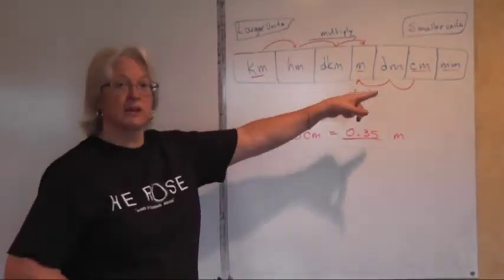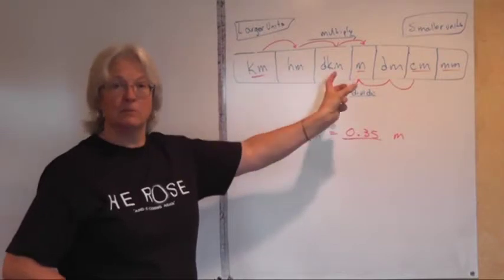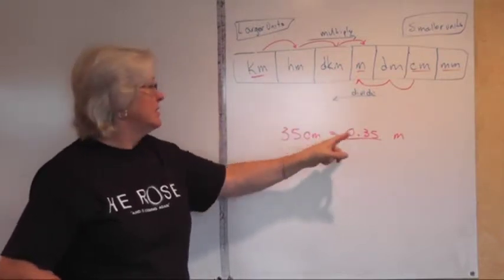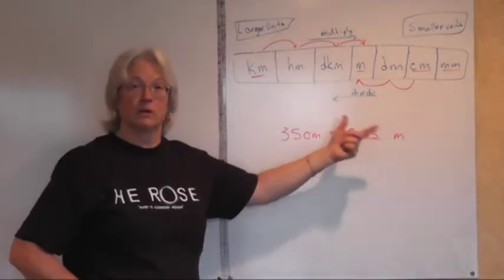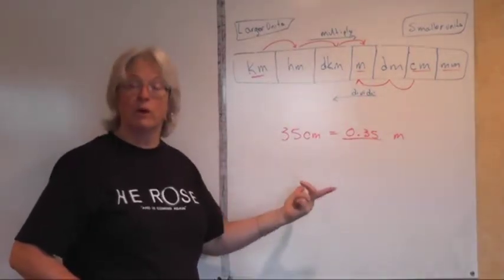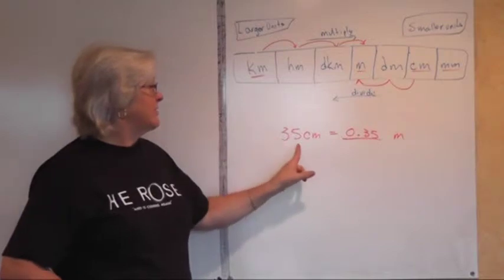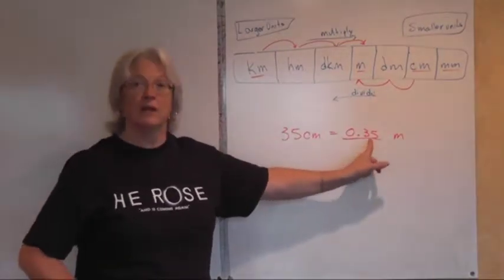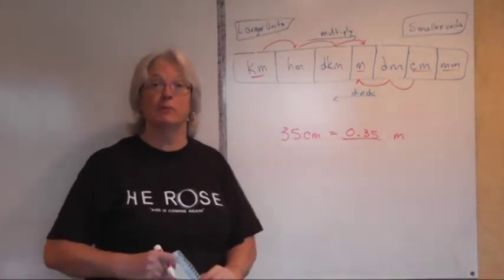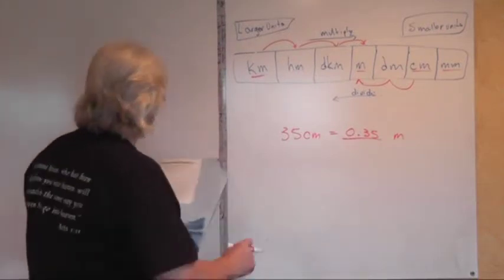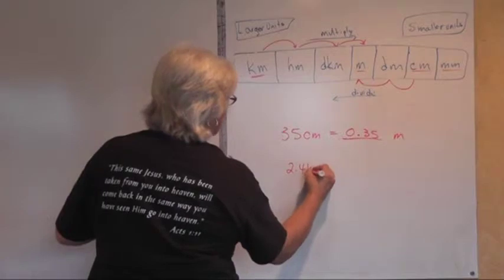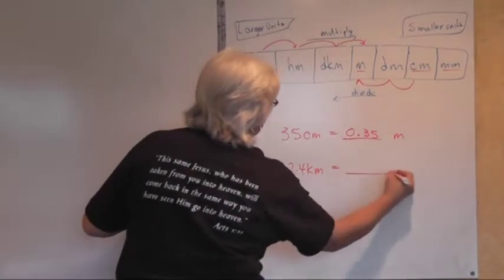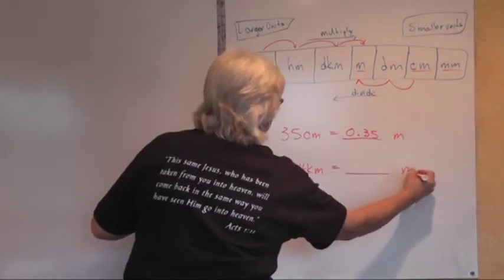Now think about it. What does a centimeter say? What is centimeter? It means hundredth. So this says 35 hundredths of a meter. 1 centimeter would be a hundredth of a meter. 35 centimeters would be 35 hundredths of a meter. That's using that vocabulary. We have 2.4 kilometers is equal to how many meters?